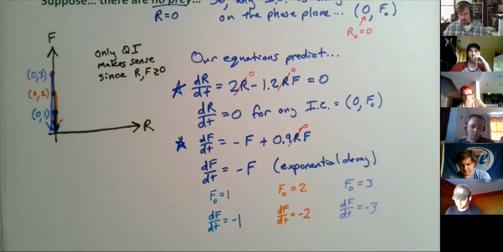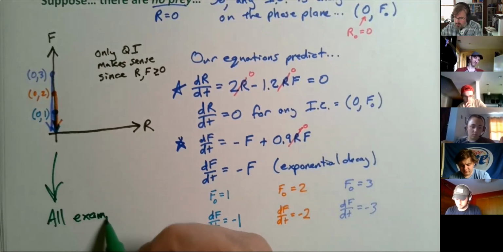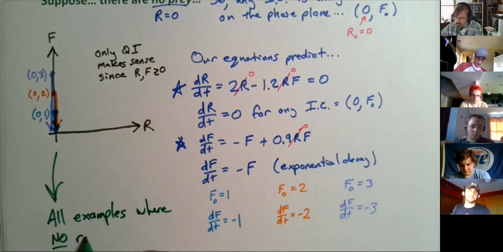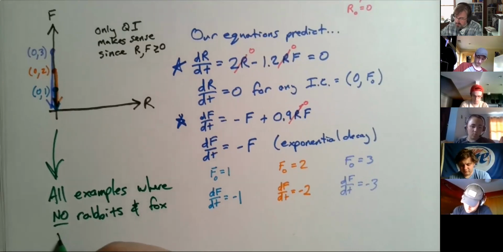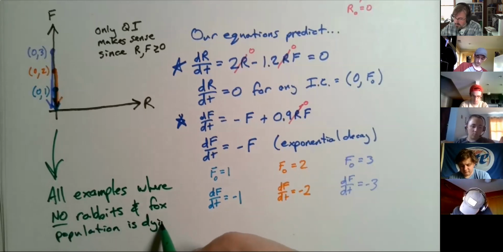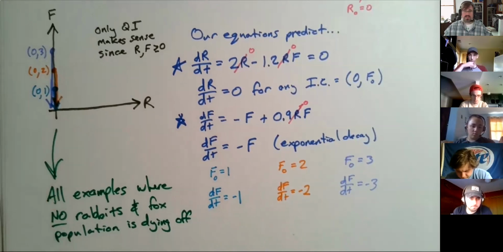So these are all situations where no rabbits exist and the fox populations are essentially going to die out over time. So all examples where there's no rabbits and the fox population is dying off. Right? All 3 examples, they're headed for the origin, which is a bad place for a population to be, right? 0, 0.